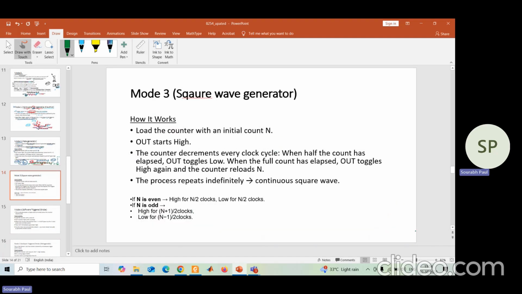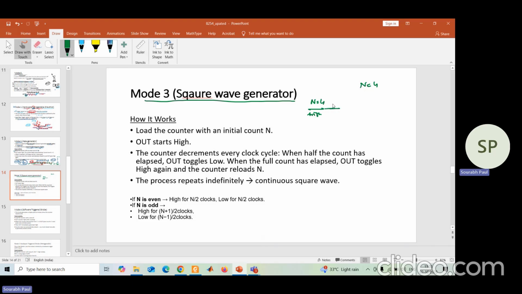Now the next mode is mode 3. The other name of mode 3 is square wave generator. So in this case, whatever count you want to give, you apply to the counter. For example, we shall take one example. For example, n equal to 4 I am taking again. So you have loaded the n equal to 4 value. At that time it will be high.